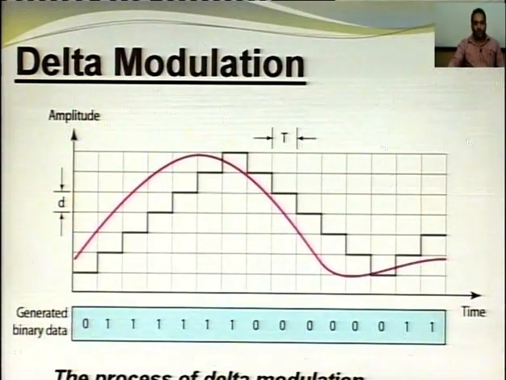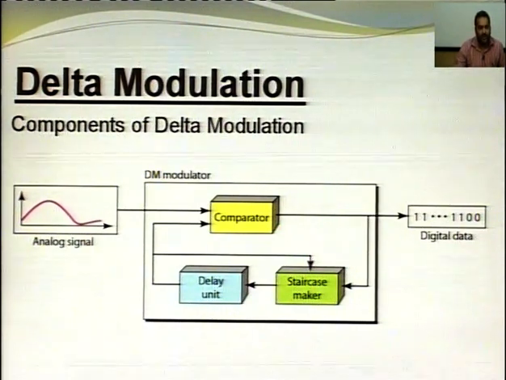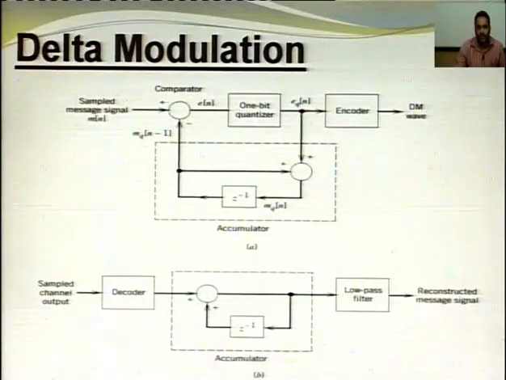Here it is shown. The magenta color is the analog signal, and below it is the generated binary data. The 1 1 1 1 means the samples are increasing, and 0 0 0 means the samples are decreasing. This is the diagram, a simple diagram. The analog signal is applied to the comparator, the output of the comparator is taken as feedback, and these two samples are compared and either 1 or 0 is generated.